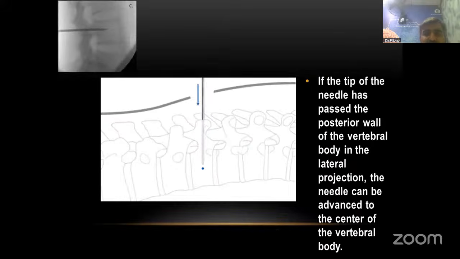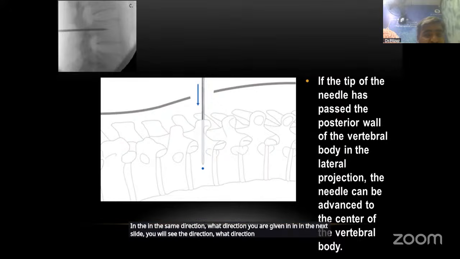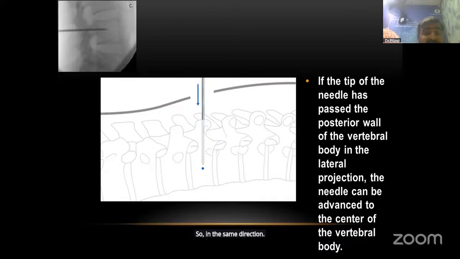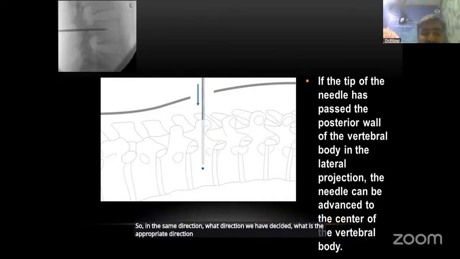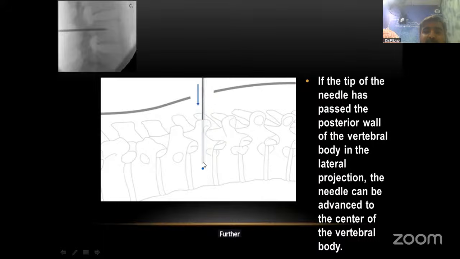Go inside. Put the needle further and pass in the same direction. What direction you are given in the next slide, we will see what direction and trajectory we are going to follow in the thoracic and lumbar. So in the same direction, the appropriate direction of that level, go directly further till the mid of the vertebral body. Look at here, the needle has reached, about to reach the mid.